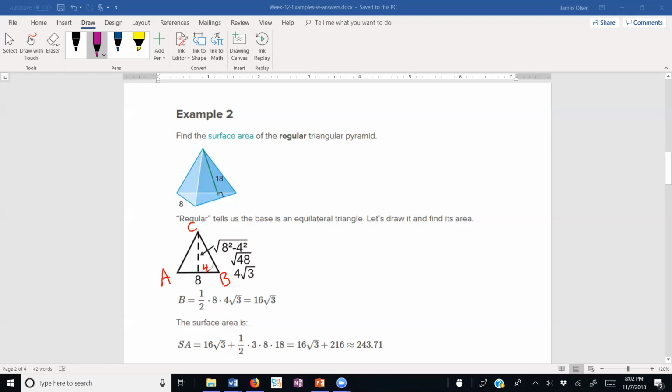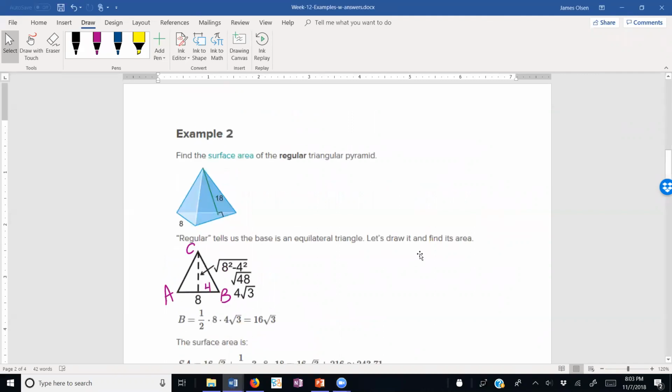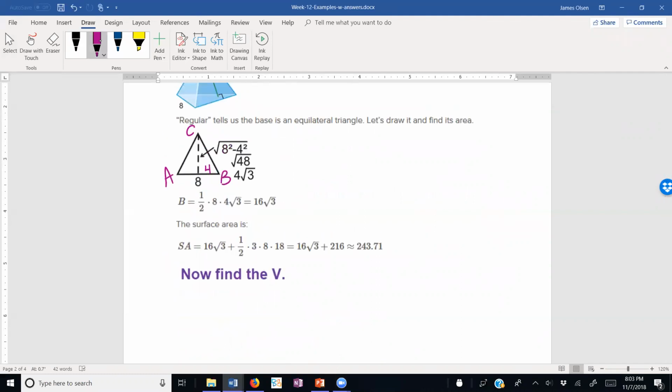And we work that out and run it into a calculator, and we get 243.71. Now let's find the volume. Okay, for volume, we're going to need the height of the pyramid itself. And to find the height, we're going to need the apothem. So I'm going to make another diagram of the base. I'm going to make this one a little bit bigger now. This is still the base. It's 8, 8, and 8. But what we want now is this apothem. If I draw in the radius, we see our right triangle here, and we have our Pythagorean relationship.